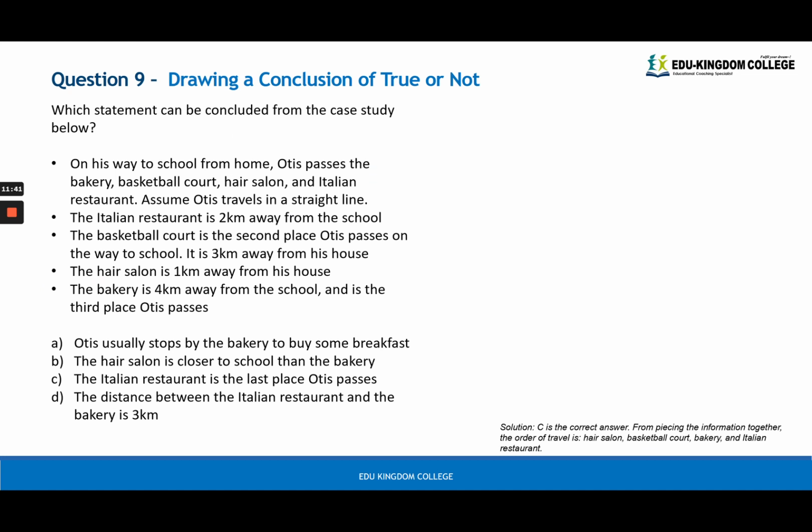Okay, number 9, we are going to draw a quick diagram. We're starting from home to school. So we're passing by these different things. The Italian restaurant is 2 kilometers from school. So I'm going to do 2 km, an Italian restaurant. We've done this one. Basketball court is the second place Otis visits on the way to school, 3 kilometers from his house. So we'll put it here because it's the second place, basketball court, and this is 3 kilometers.